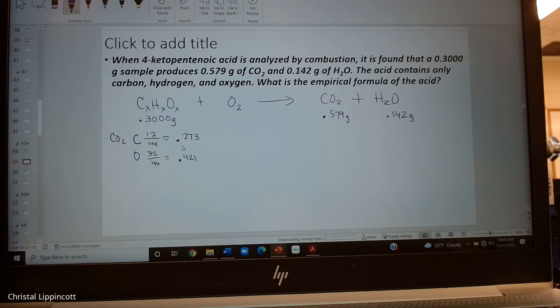Everybody with me so far? Do you need to move seats?